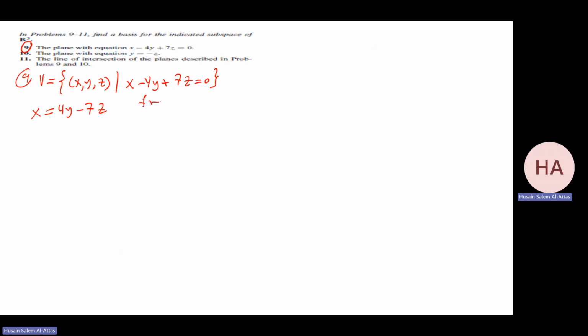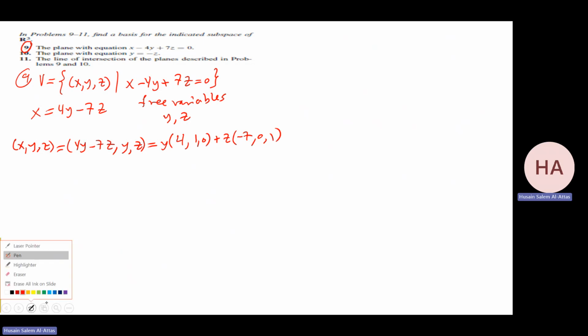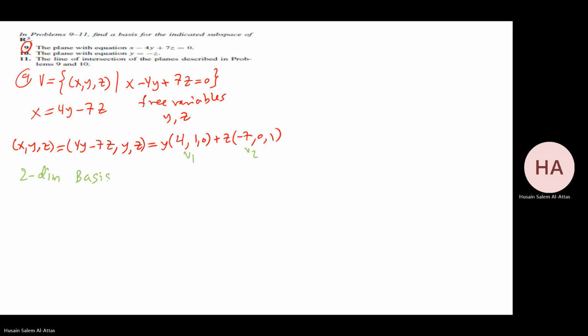Because now it's very clear I have 3 variables, X, Y and Z. So I can write the element as 4Y minus 7Z, Y and Z. In terms of these 3 variables, I take Y, I have 4, 1, 0, I have Z, minus 7, 0, 1. So those will be V1, V2. So it's 2-dimensional, and the basis is V1, V2.